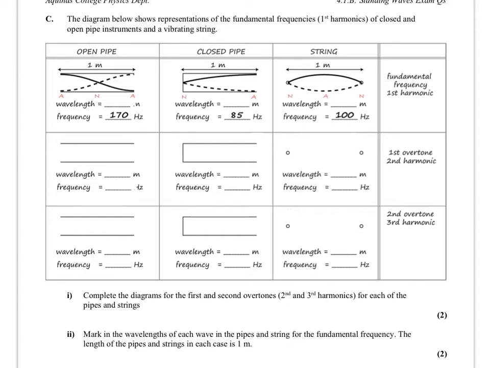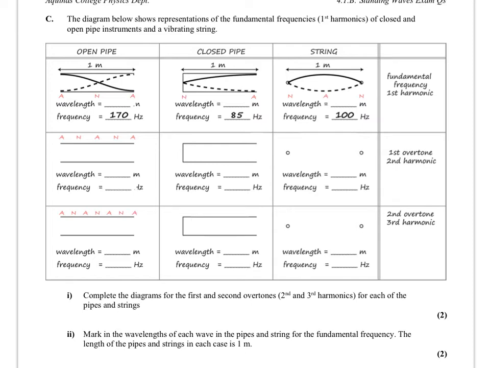So in order for the second harmonic of the open pipe, we're still going to need an antinode at each end. And then the easiest way to get an antinode at each end, previously we had A-N-A, is going to be A-N-A-N-A. And then similarly, antinode at each end for my open pipe for the third harmonic, and then I can mark in A-N-A-N-A-N-A.